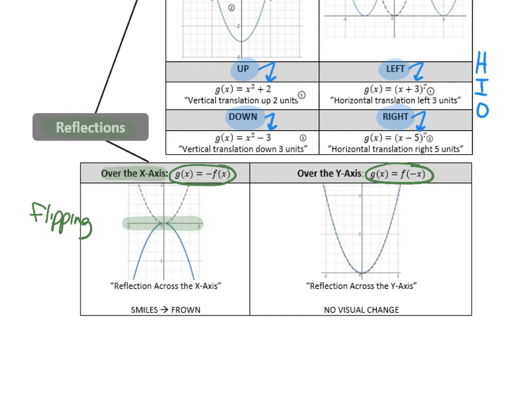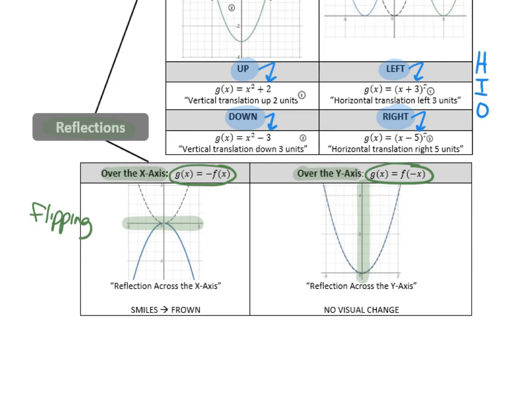Inside the parentheses, which means it's part of my HIO group, so it's going to be inside and opposite. So instead of flipping over the normal way that we think, it's going to flip over the opposite. It's going to flip over the y-axis. Highlight your y-axis. That's a reflection across the y-axis.